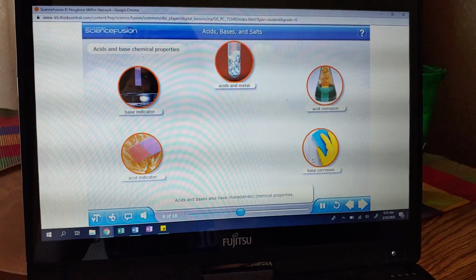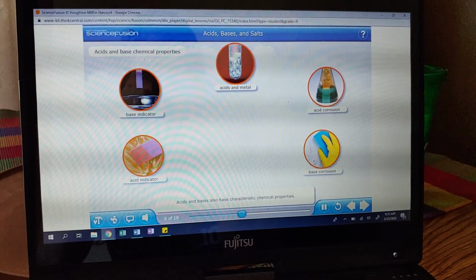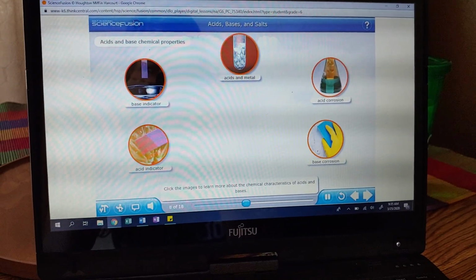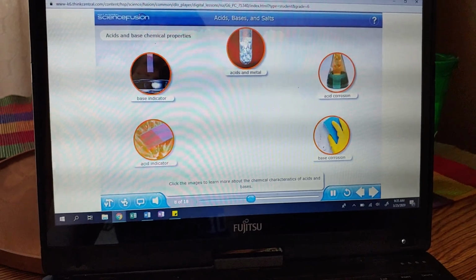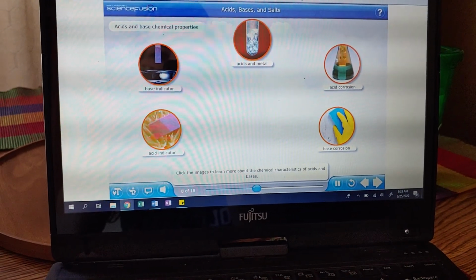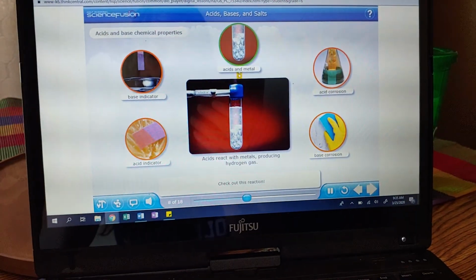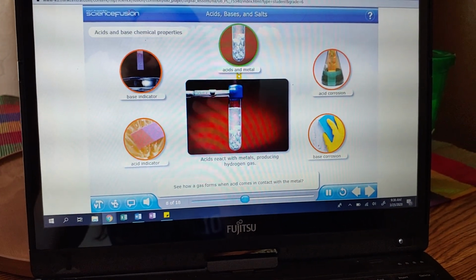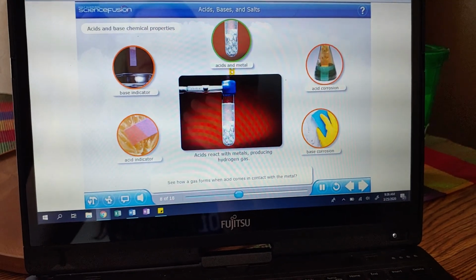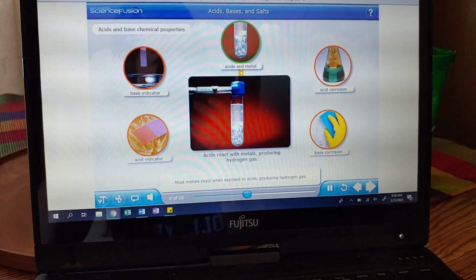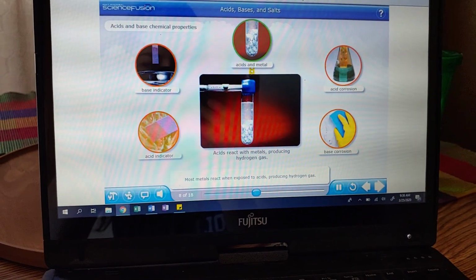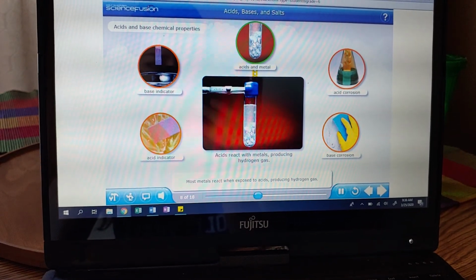Acids and bases also have characteristic chemical properties. Click the images to learn more about the chemical characteristics of acids and bases. Check out this reaction. See how a gas forms when acid comes in contact with the metal? Most metals react when exposed to acids, producing hydrogen gas.